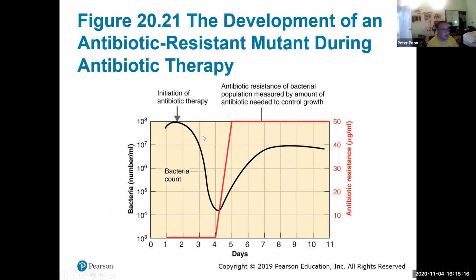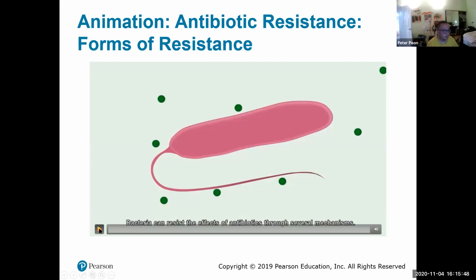Okay, so you can see here, with initiation of antibiotic therapy, the immediate bacteria count drops, but you have some that survive. And then what happens is the count goes back up. So you can see the amount of antibiotic needed to control growth goes up higher and higher, and eventually it doesn't control growth at all.